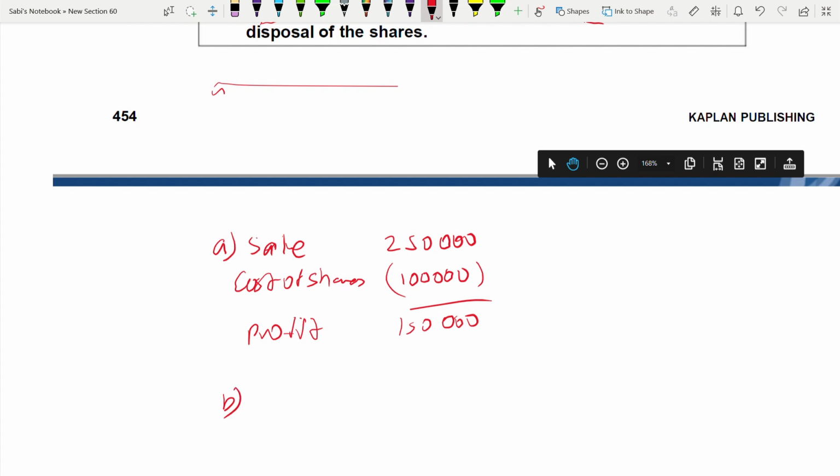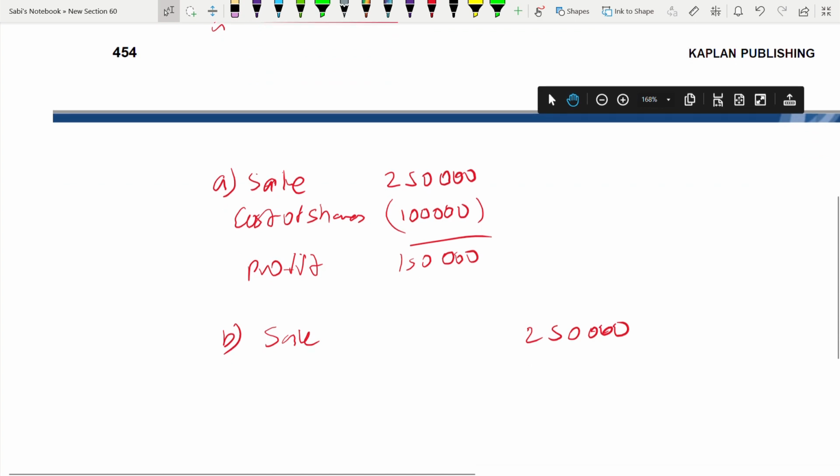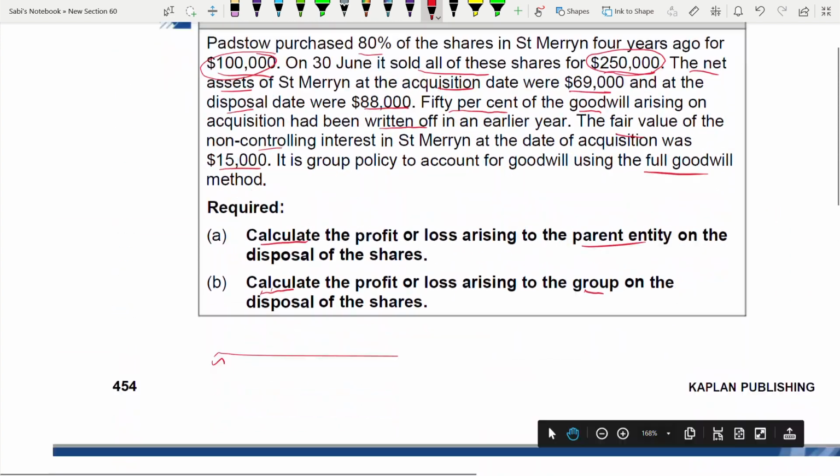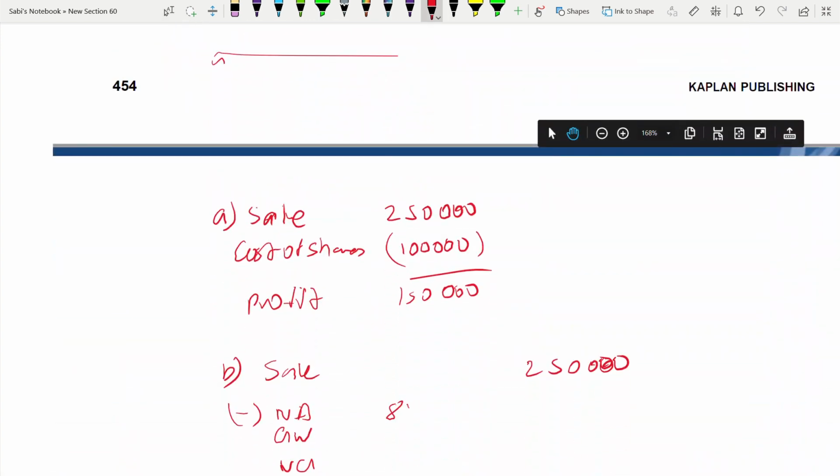This is very easy. Okay, let's come to B. B is consolidated. Here also we have sale proceeds, 250,000. But we have fair value of retained. We are selling entirely, so we don't have any fair value. We are deducting what? Net asset, goodwill, NCI. Net asset at disposal is how much? 88,000. Goodwill, they have told 50% is there, but you have to do a working, and even for NCI working too is required.